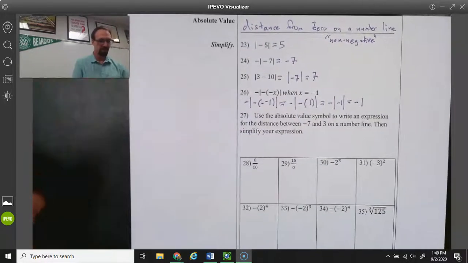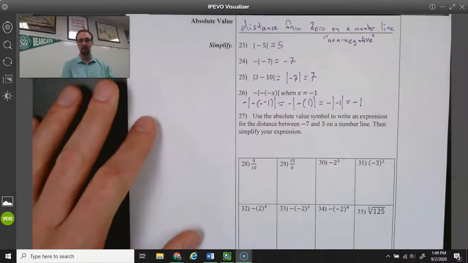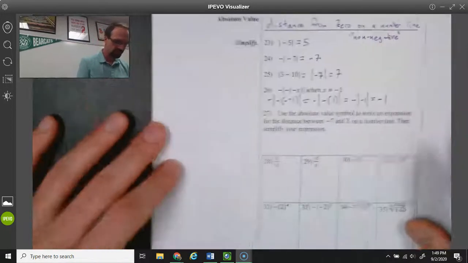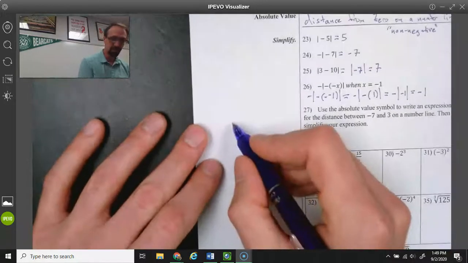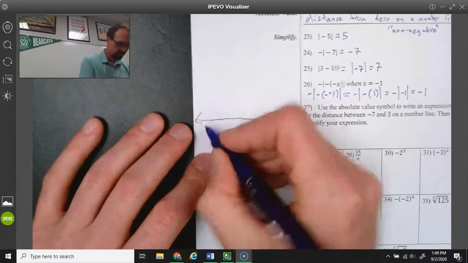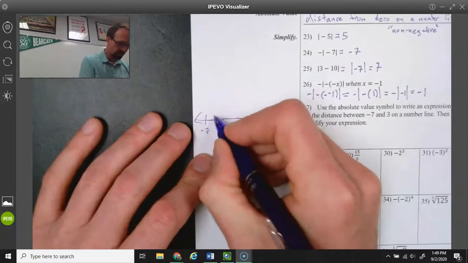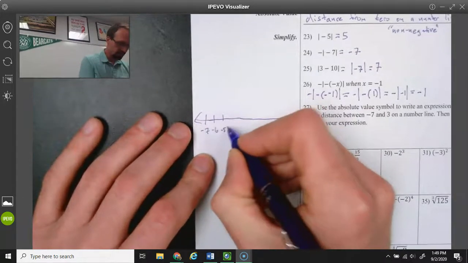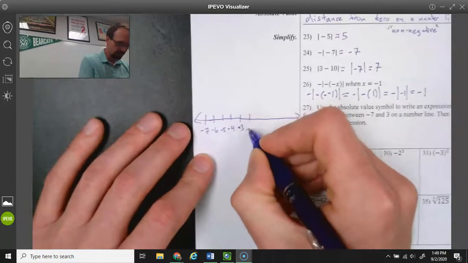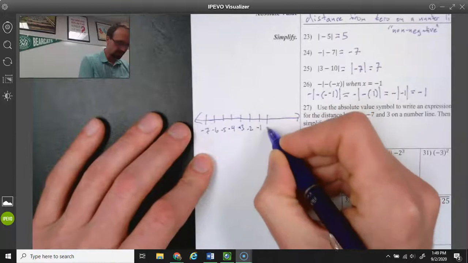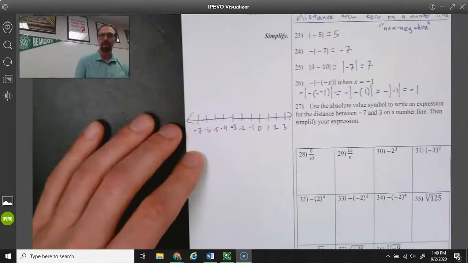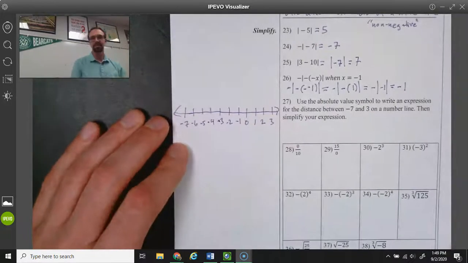So if I think about the distance between negative 7 and 3 on a number line, let's go ahead and actually draw this out. So I'm going to do this over here. Negative 7, negative 6, negative 5, negative 4, negative 3, negative 2, negative 1, 0, 1, 2, and 3. So the distance between negative 7 and 3 on a number line.